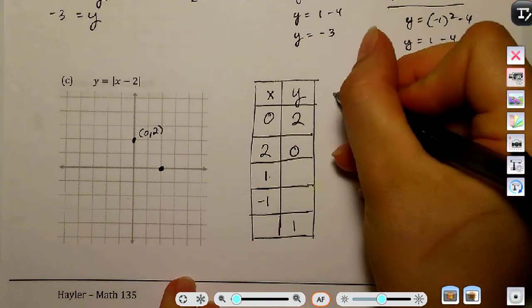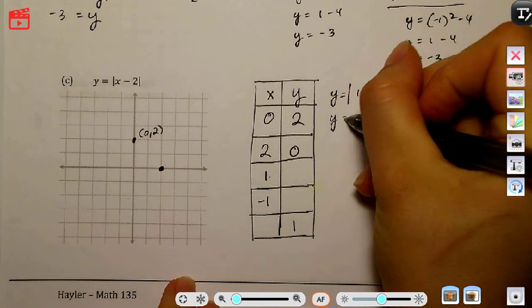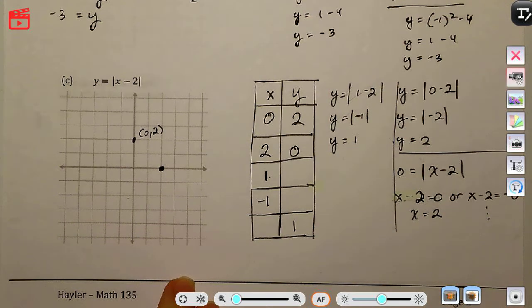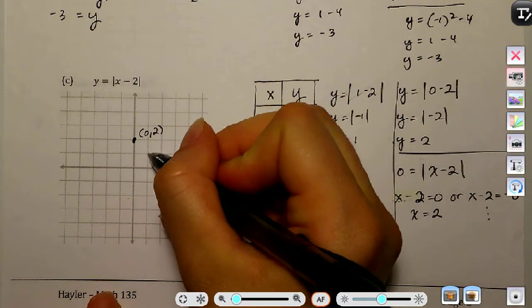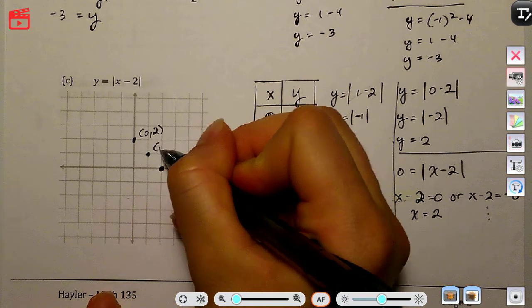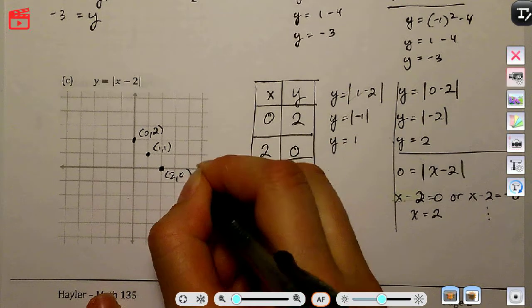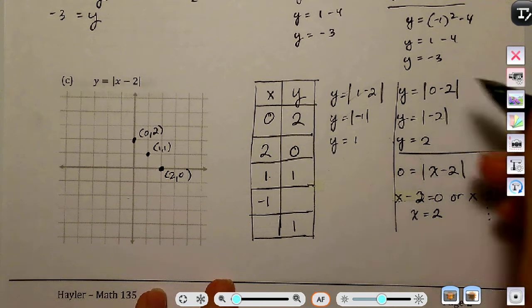X equal to 1. Y equals absolute value, 1 minus 2. Y equals absolute value of -1. Y equals 1. Voila. Okay, 1, 1. Plot that point, 1, 1, right here. And I didn't even label that one. Naughty, naughty. Okay, all right, 2 more to go.